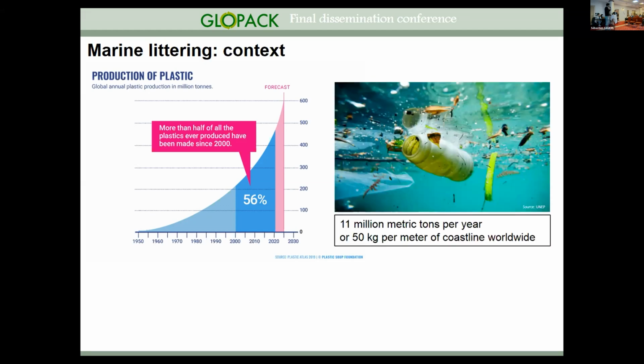So of course, there is a substantial fraction which is going in the marine environment. The last estimate reports 11 million tons of plastic each year going directly into the marine environment. This represents 50 kilos of plastic per meter of coastline worldwide, so it's quite substantial. And the scientific community now considers marine littering as a planetary threat, because it's spread at global scale, it's not reversible, and it has a lot of impacts, and a lot of those impacts are not really understood well so far.